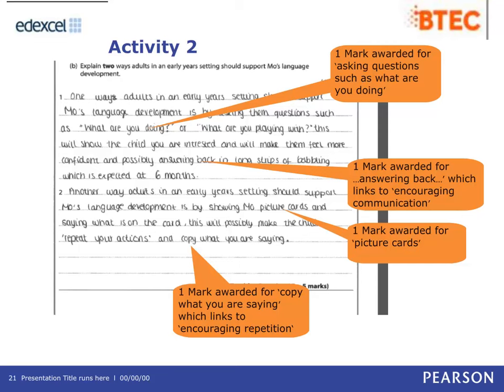In the second example, the learner has an appropriate activity that would encourage Mo's language development. 1 further mark has been awarded for repeat your actions, copy what you are saying, which links to encouraging repetition.